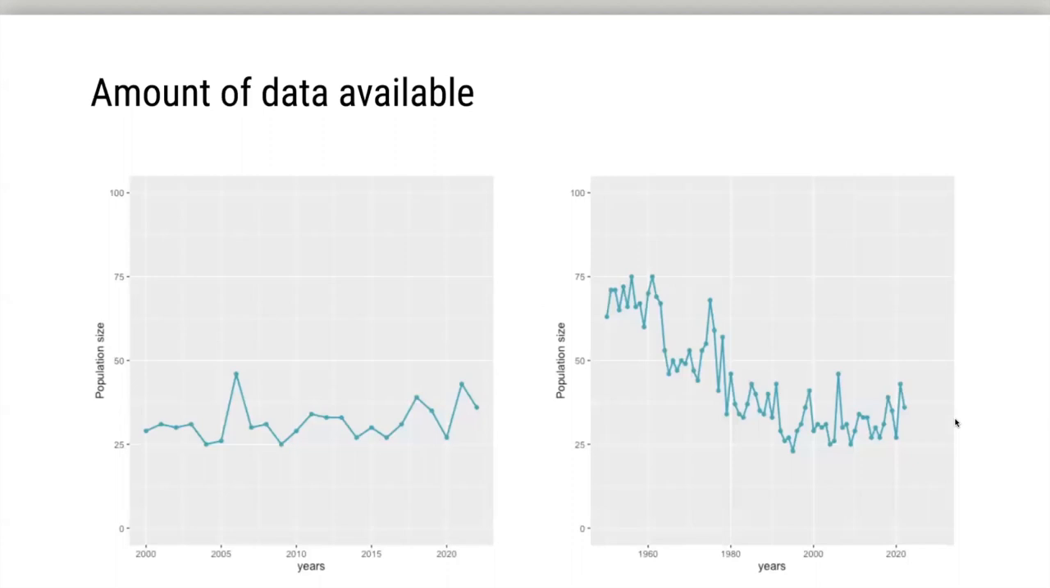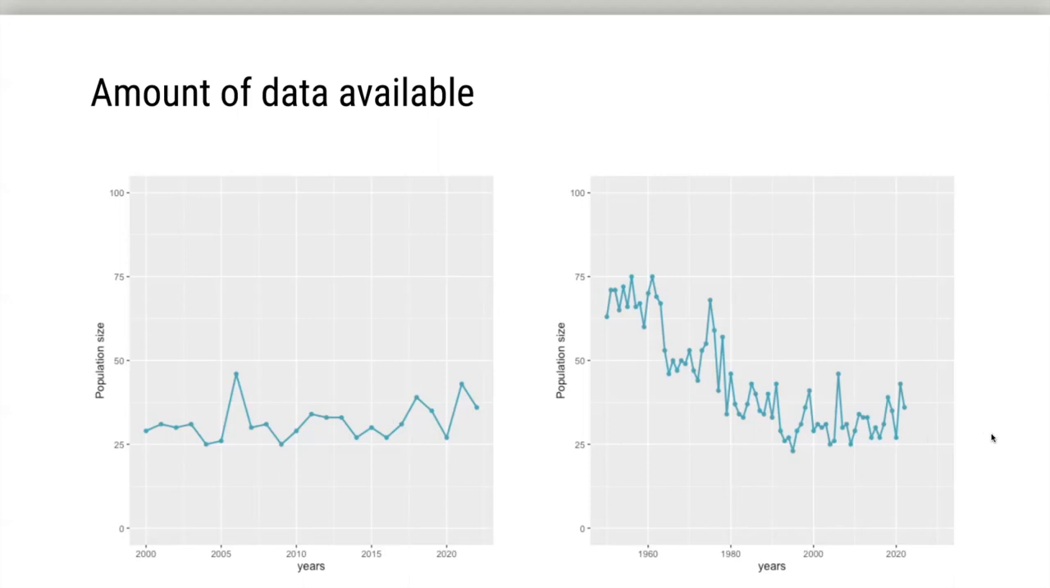Whatever technique you use, you should remember that your results and the robustness of your results will mainly depend on the amount of data you have at hand. So this plot on the left is showing the population size data I just presented before. We have a 22-year time series of population size. If we run a PVA using this data, it's going to be much less informative than if we use the data on the right plot, in which we have a much longer time series.